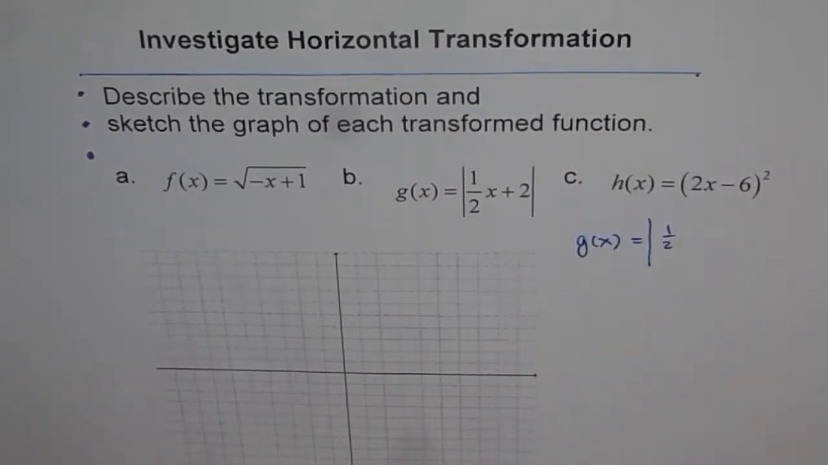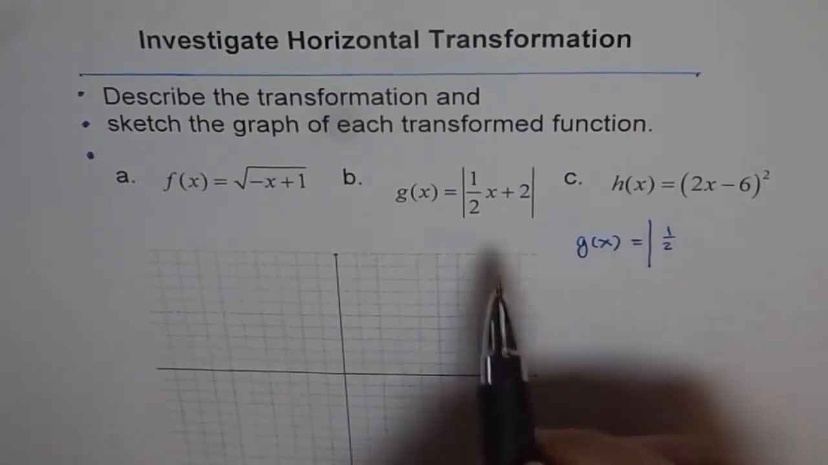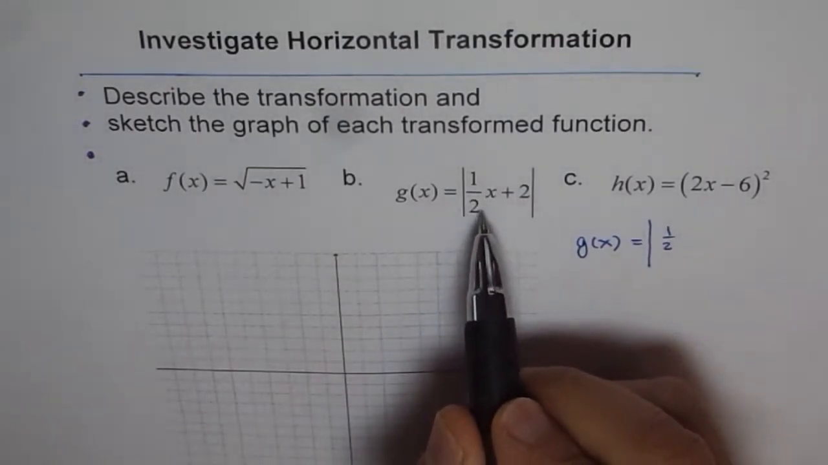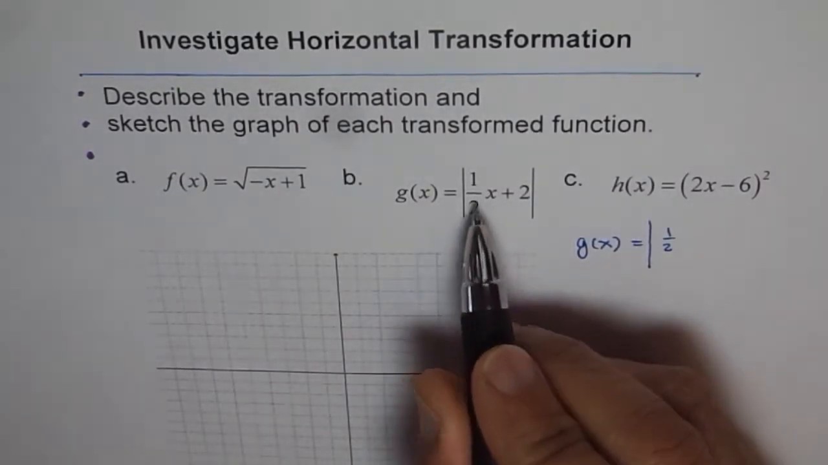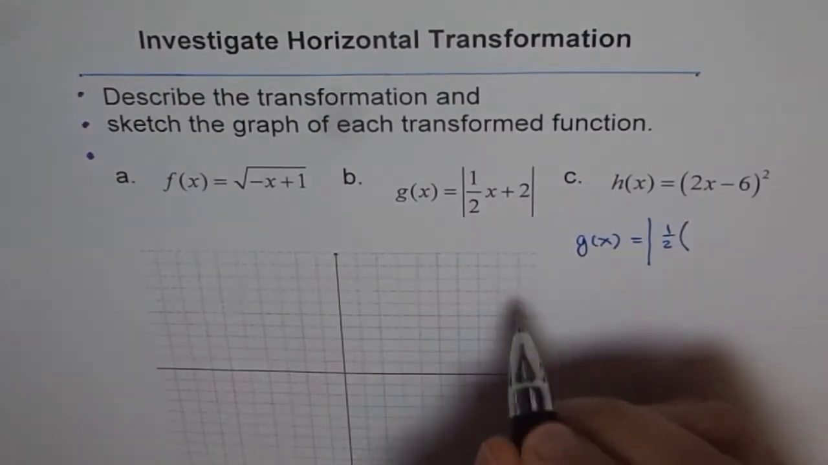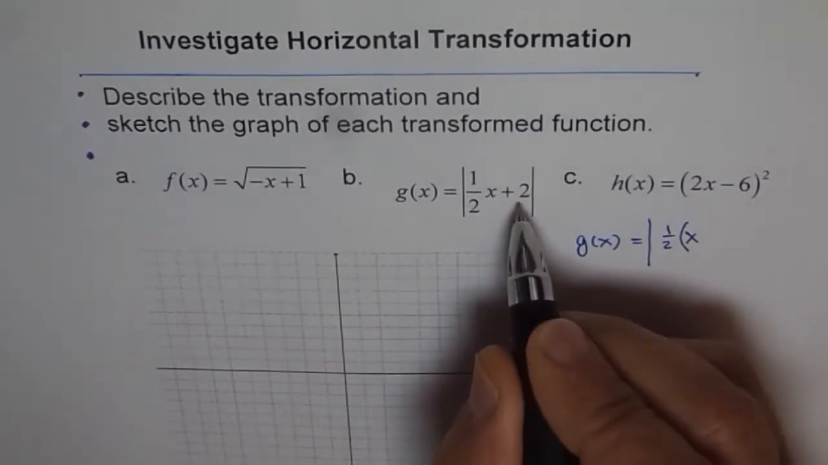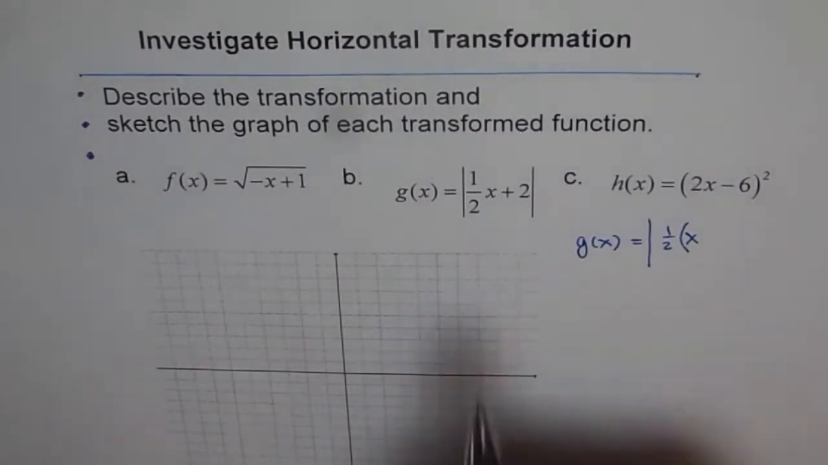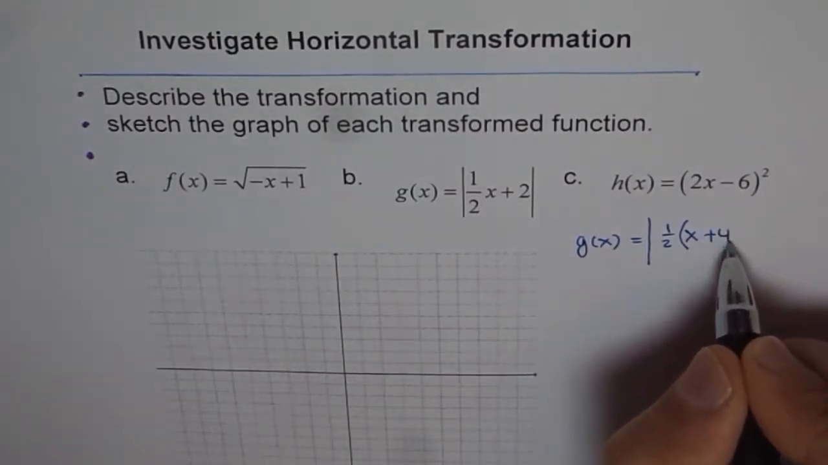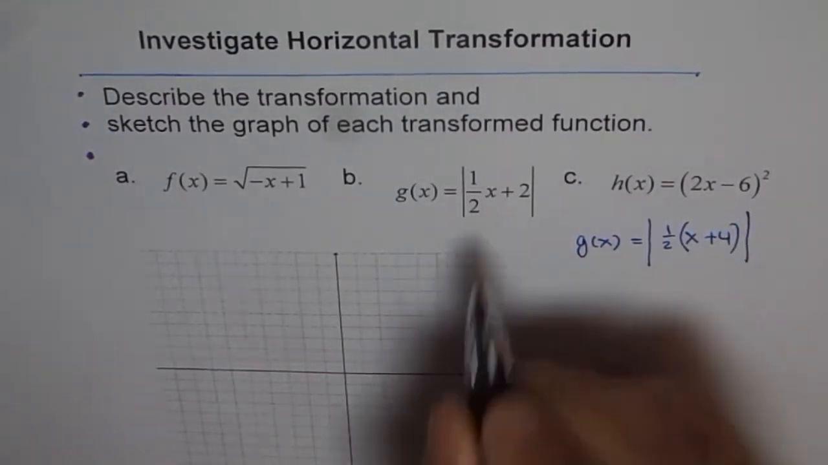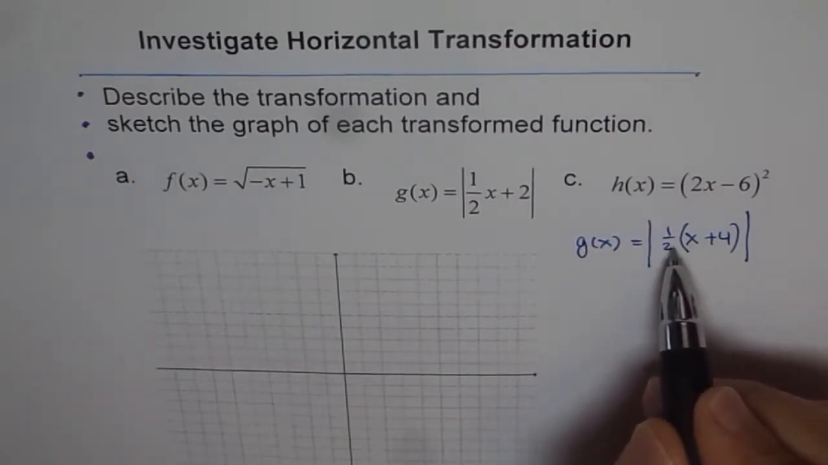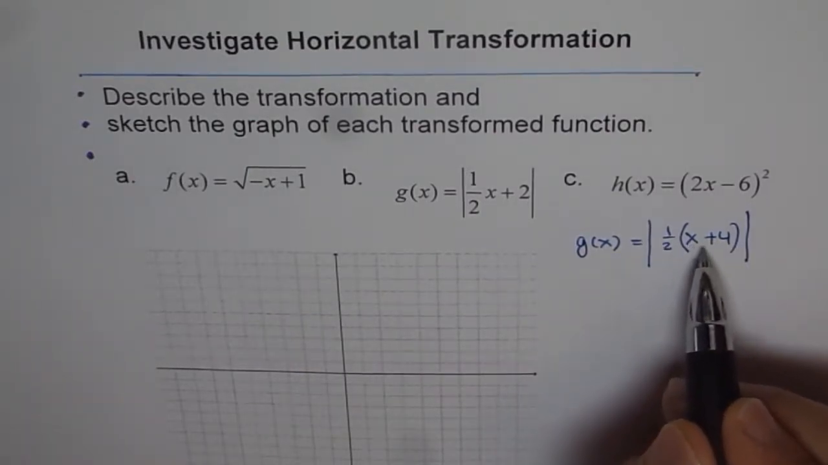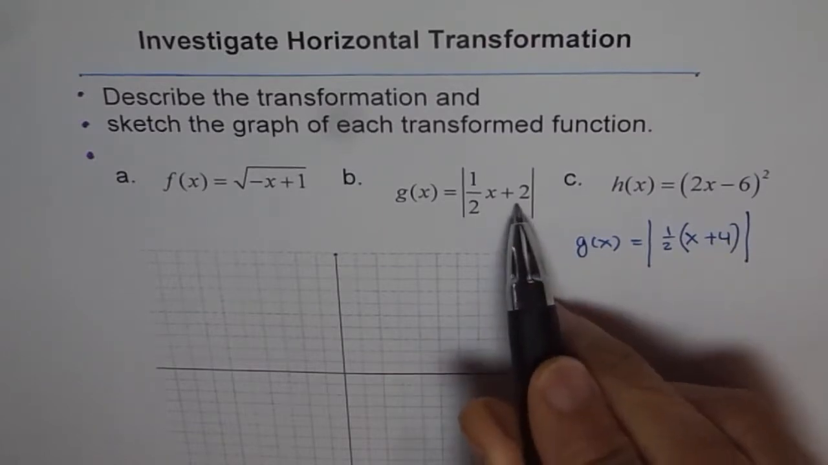In these kinds of functions, the first step we always do is factor out this half. If you don't do that, then you get wrong results. So I'll factor half here, and once I factor half, I get x, and you have to multiply by 2, so you get 4 here. That is the real function given to you. If you open the brackets, you get half x plus 4 divided by 2 is 2, the same thing.